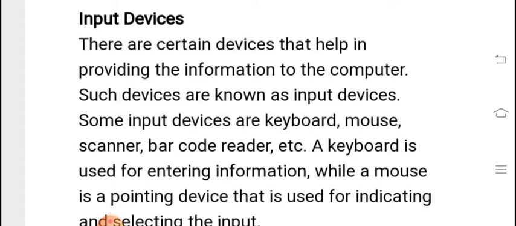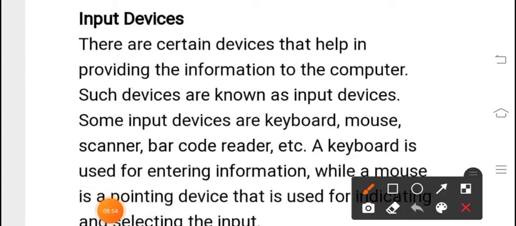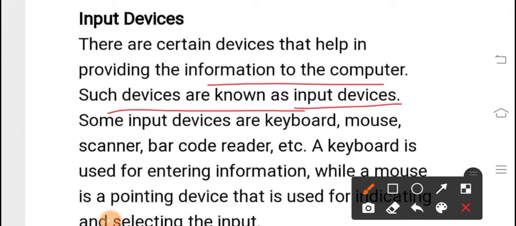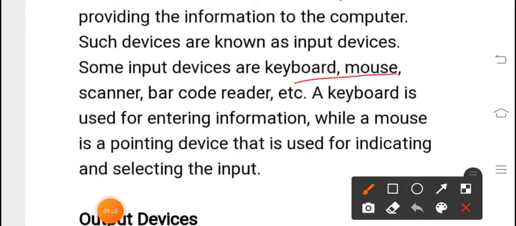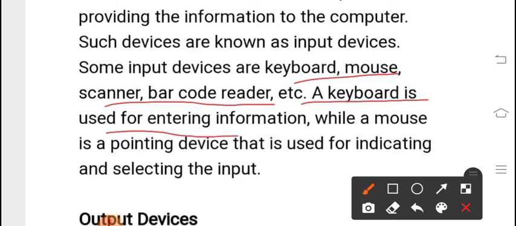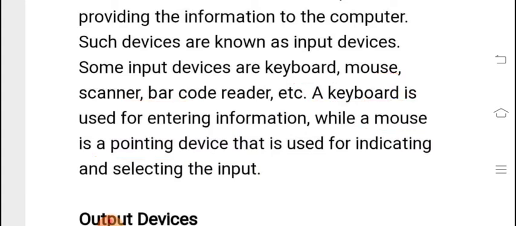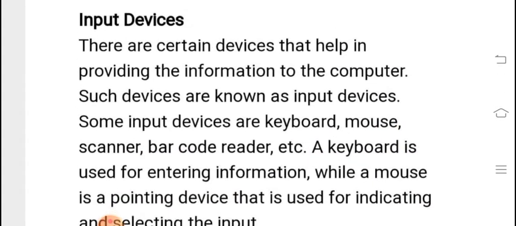Next is input device. There are certain devices that help in providing information to the computer. Such devices are known as input devices. Some input devices are keyboard, mouse, scanner, barcode reader, etc. A keyboard is used for entering information, while a mouse is a pointing device that is used for indicating and selecting the input. This is about input devices.